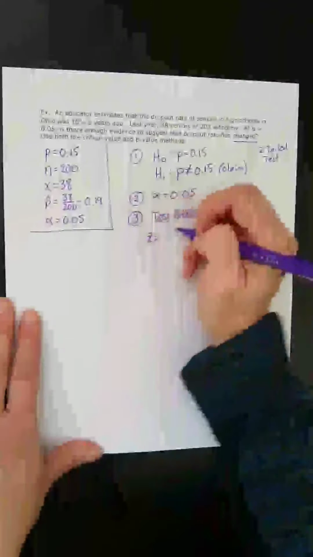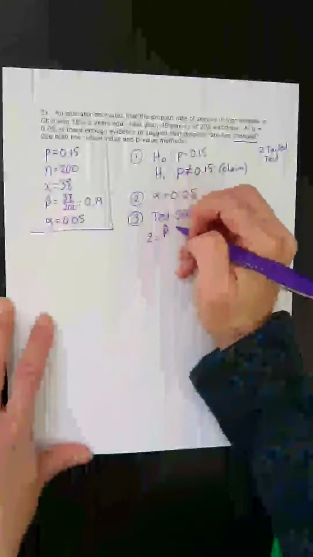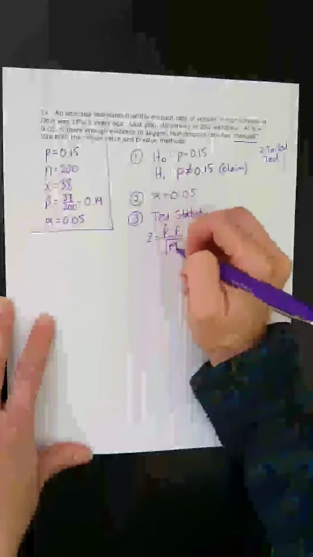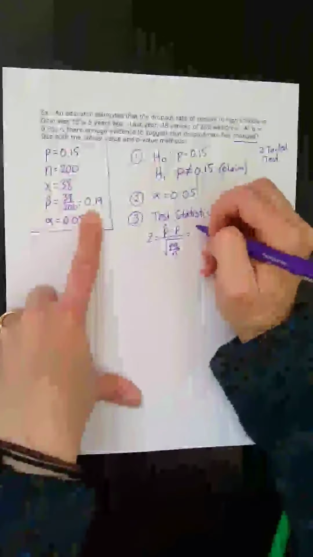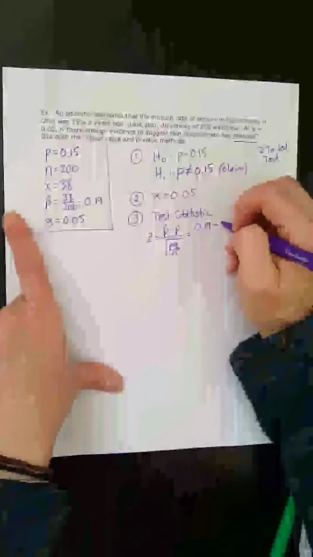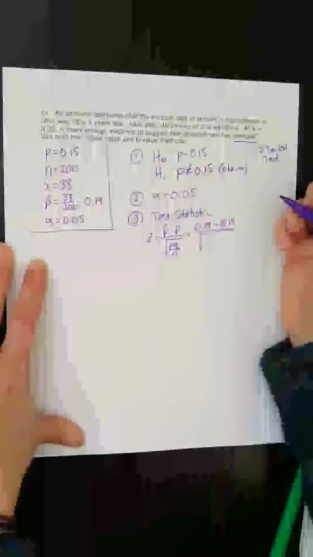So let's see what we've got. Z equals p hat minus p over square root p multiplied by q divided by n. So p hat, 0.19 minus the given p null, 0.15. Oh, we didn't do q, huh? Okay, so p and q, if p is 0.15, q is 0.85. So 85% stayed in school.